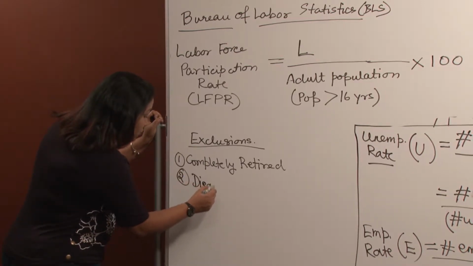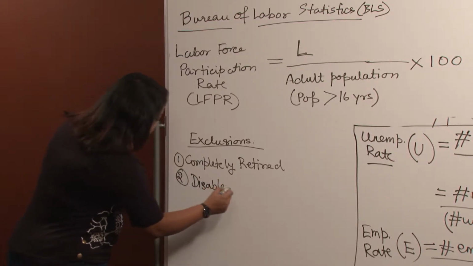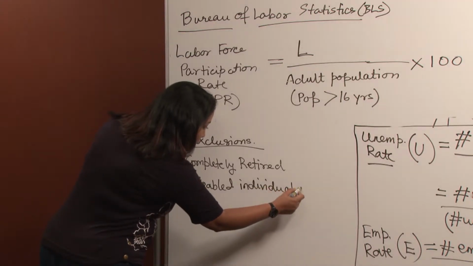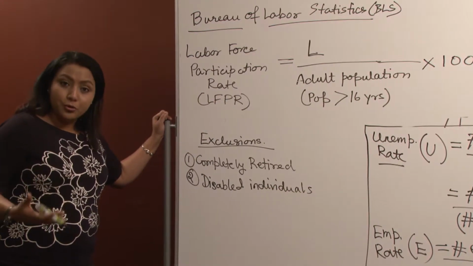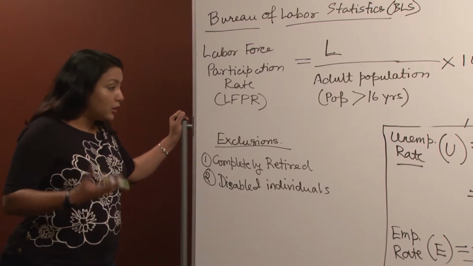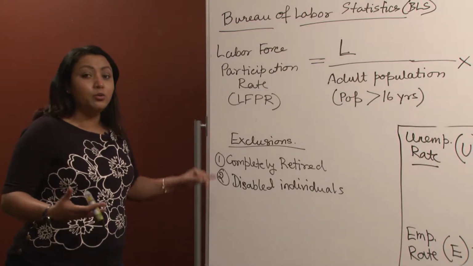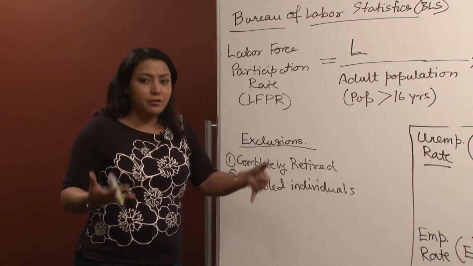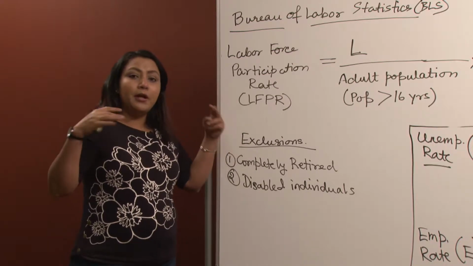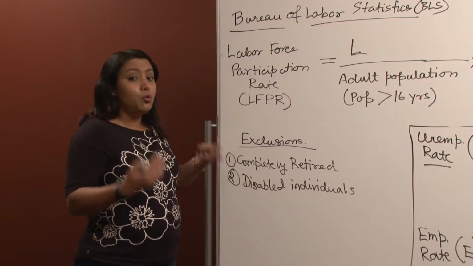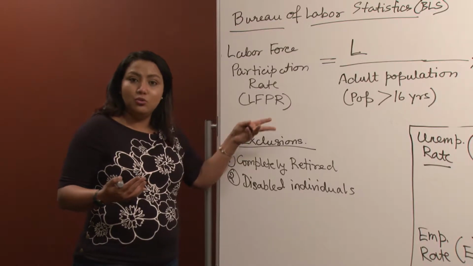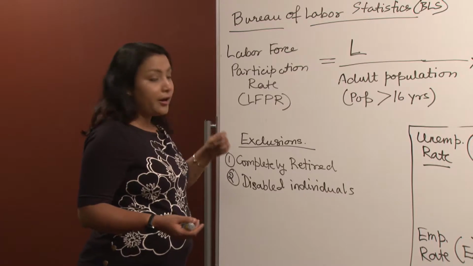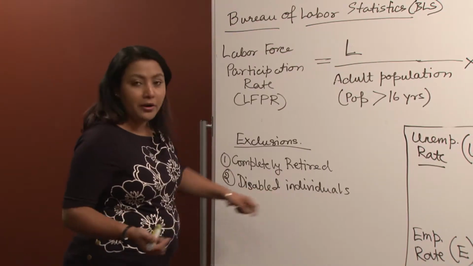Disabled individuals who are on disability benefits do not count because they do not have the ability to contribute. So if you are on disability benefits and you are not gainfully employed, then you do not count. However, you might be disabled and getting some benefits, but you might be gainfully employed. By gainfully employed, I mean you might be earning a salary, then you do contribute to the production process, and then you are included. Only if you are not gainfully employed and you are on disability benefits, then you are excluded.